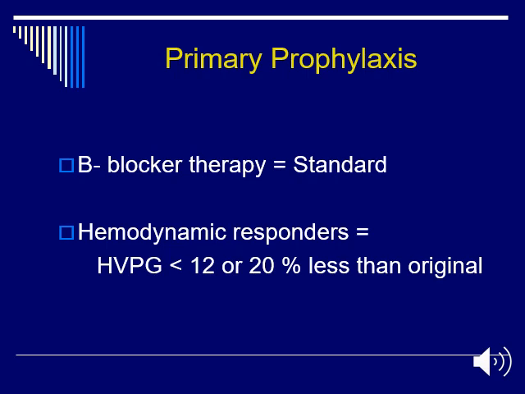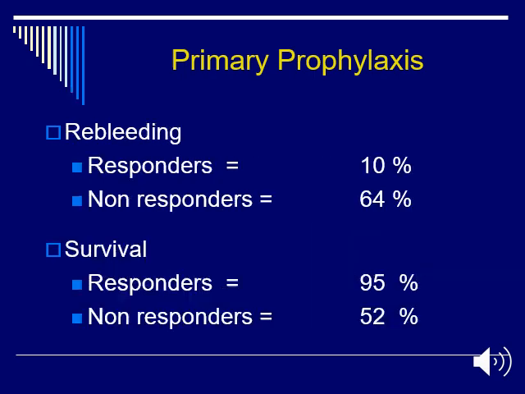Or you can measure it also by a diminish of 20% of the original, usually by the basal heart rate. You can measure basal heart rate, and then after the treatment, if decreased by 20%, that means the patient responded to the beta blocker. If the patient responded, chance of bleeding is very low, and the survival is better, and if they did not respond, the chance will be as high as 70%. The patient could die, could bleed from these varices.